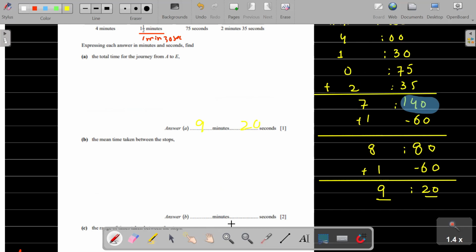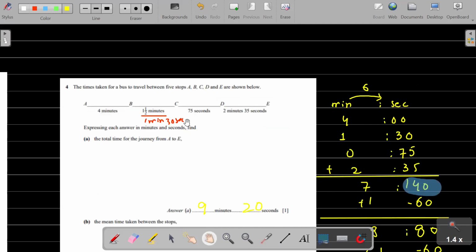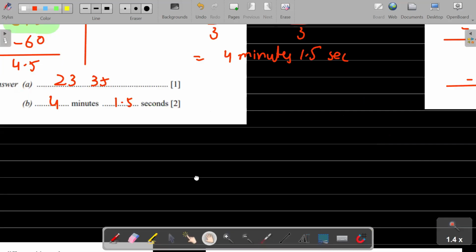That is the total time. Okay, it says the mean time taken between the stops. Now we need to calculate the mean time. To calculate mean time, we have done this kind of mean value in this question as well.